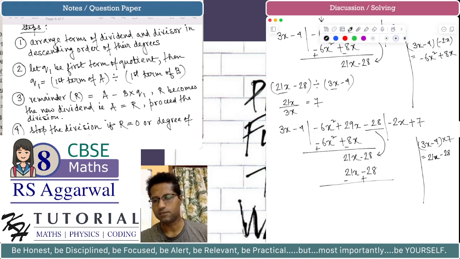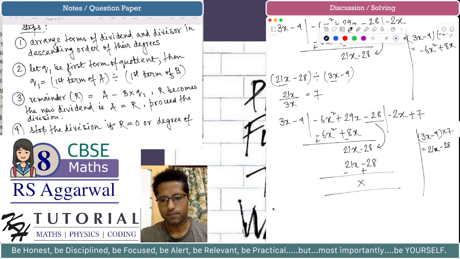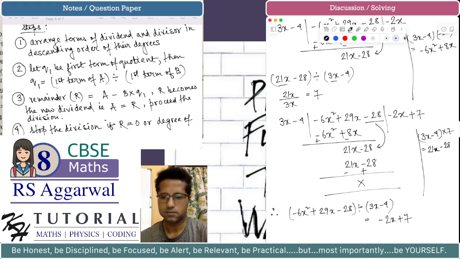So as you can see, 21x and minus 21x will cancel out. Also minus 28 and 28 will cancel out, and the remainder will be 0. The remainder 0 is indicated by the cross sign. So the long division method ended, and we can say the quotient is minus 2x plus 7, and hence we can say that minus 6x square plus 29x minus 28 divided by 3x minus 4 is equal to minus 2x plus 7.